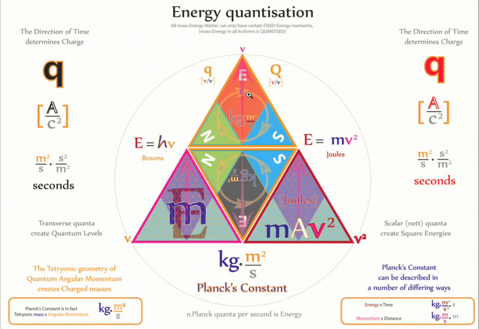Tetryonics can obviously show you all the geometric relationships that relate to the different formulations, and in turn give you the geometry of Planck's constant itself, mass and energy. Again, noting that transverse quanta create the quantum levels. The bosons are transverse bosons, and they're always an odd number of quanta, and the scalar are always squared numbers. That's the scalar energy. And of course, if you measure energy per unit of time, you get a measurement of mass.